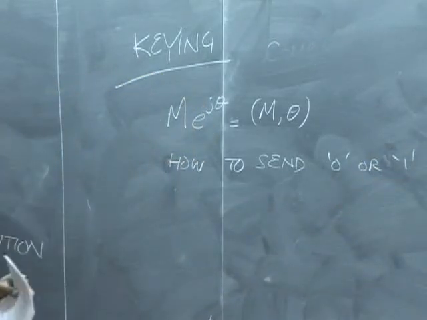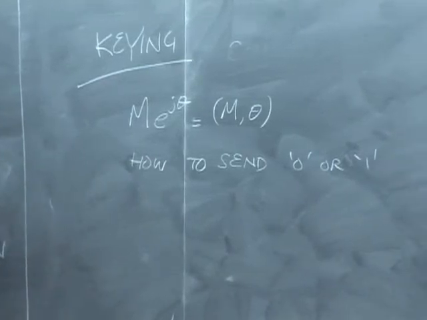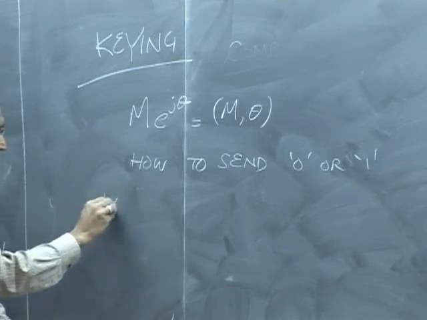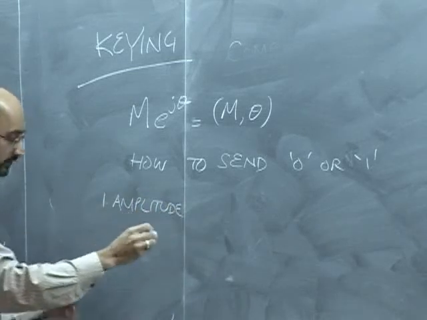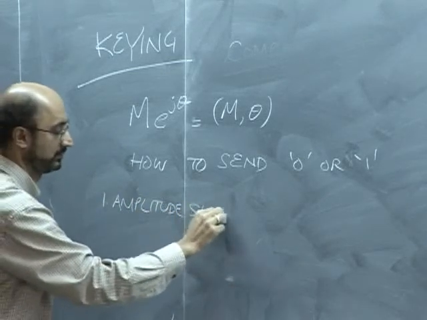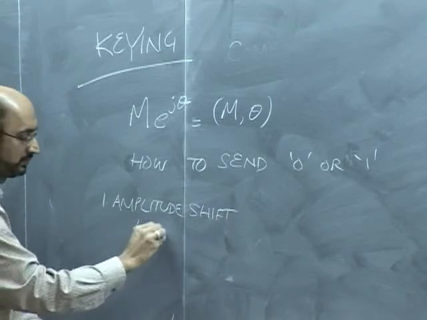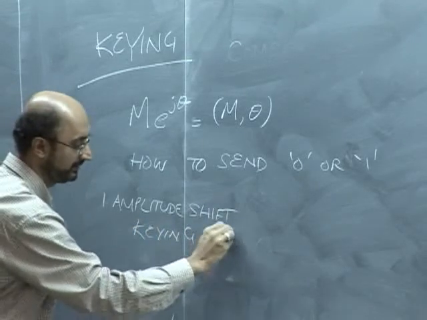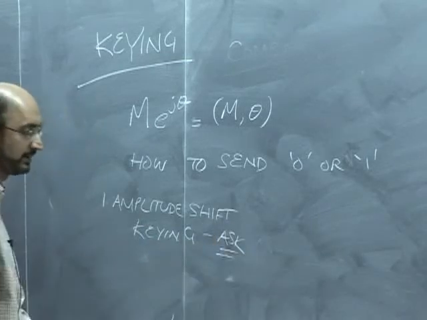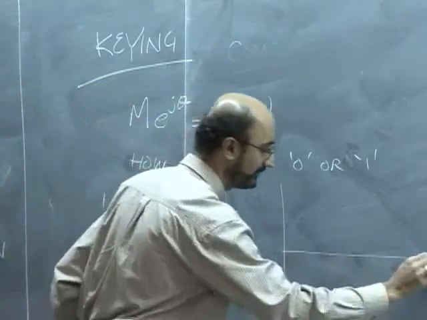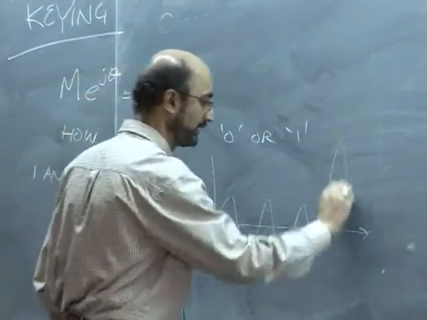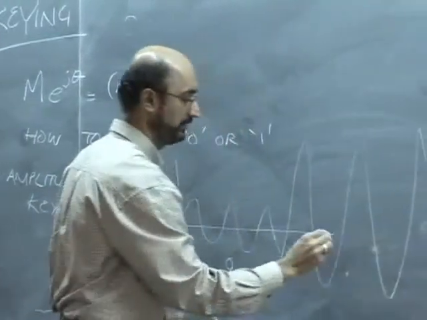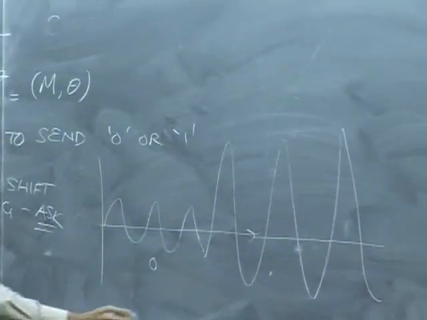So I have a link between two nodes and I'm sending a sinusoid on it, okay? And I want to send a 0 or a 1. How do I do it? So the first way of doing it is called amplitude keying, or amplitude shift keying, or ASK is what people also use as the acronym for it. And all it says is that I'm going to send the sinusoid like this, and then to send a 0, and to send a 1, I'll go like that. And that's a 0, that's a 1.